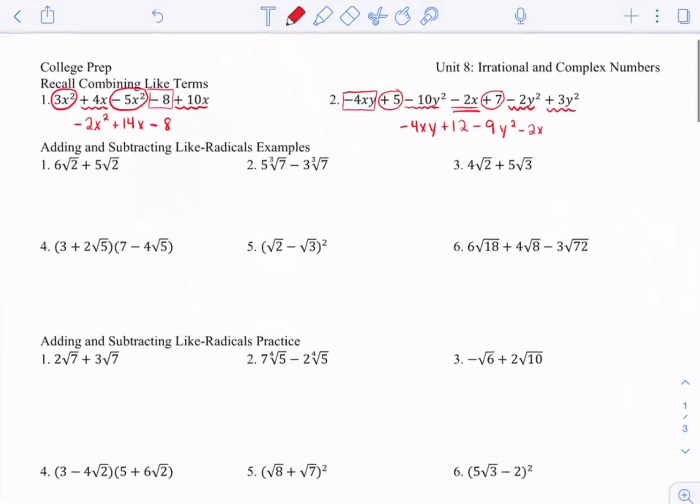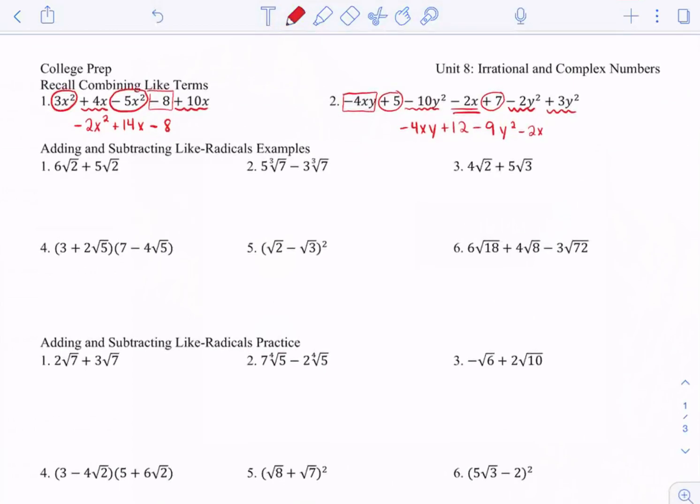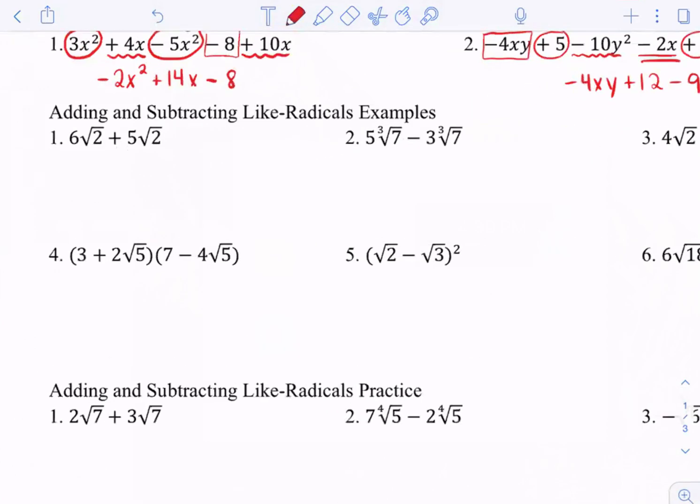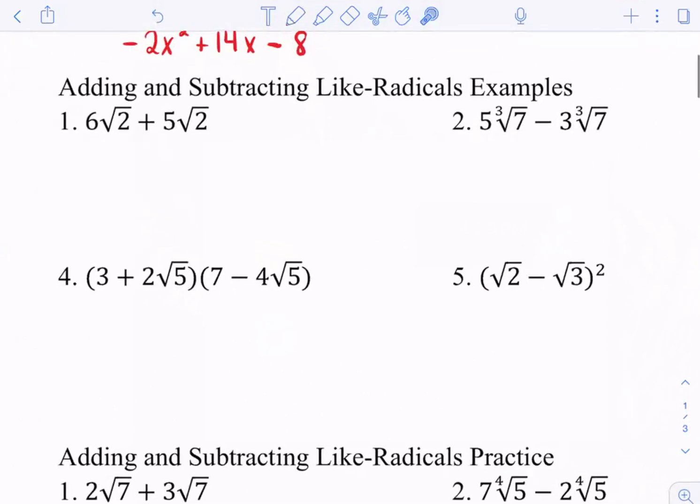So now, as I keep going, I want to know, how does that apply to adding and subtracting radicals? Notice this word that I put here. You don't hear it very often, but there's something called like radicals. You see how this is a square root and this is a square root, and inside the radicand is 2? That means these are like radicals.